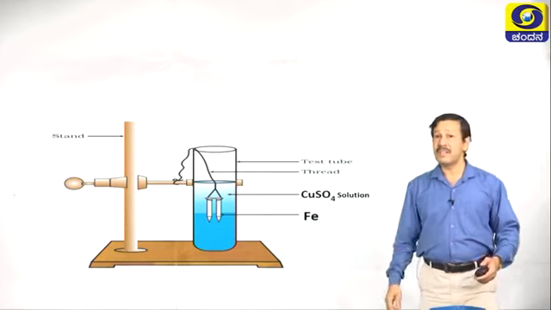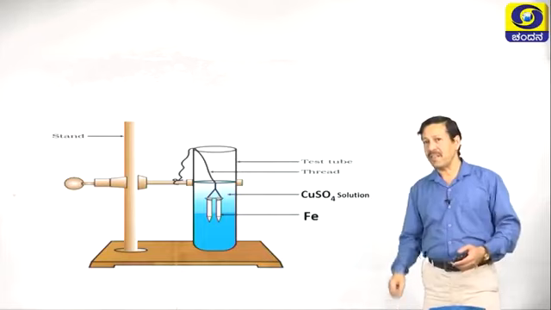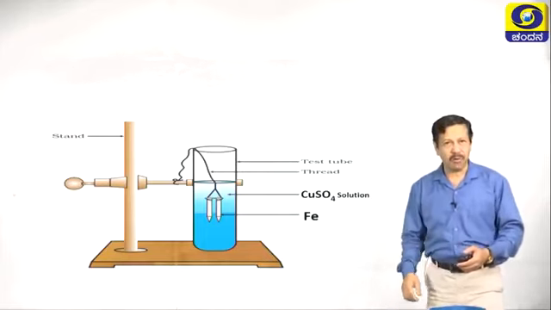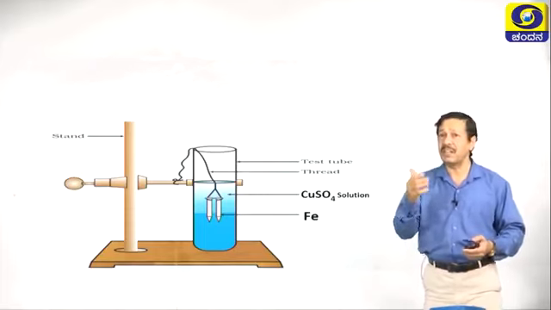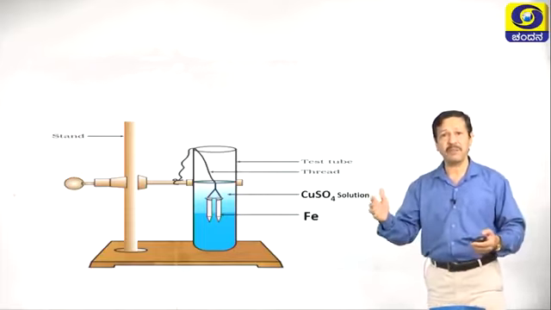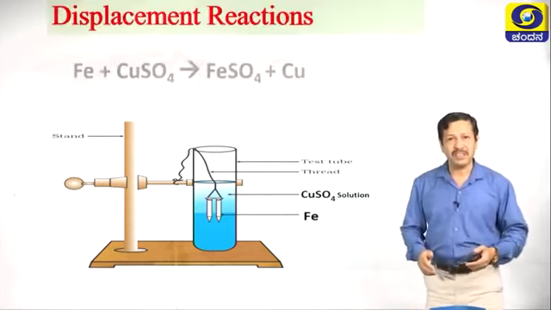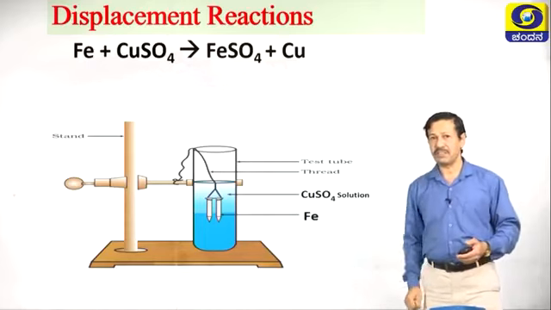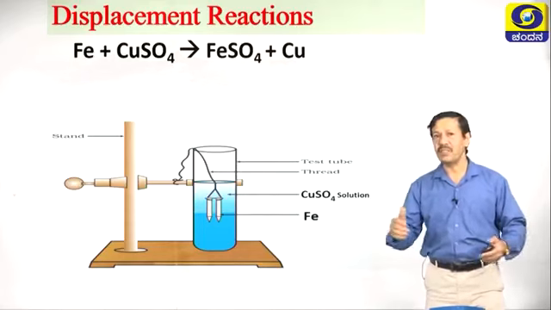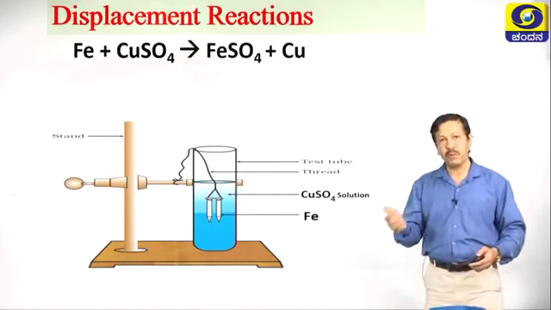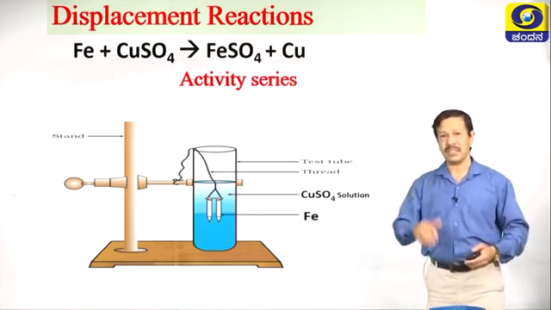Yes, this is a displacement reaction. You are right. When Fe reacts with CuSO4, you are seeing the displacement reaction. Gradually, a color change takes place after half an hour or so. Let us represent the reaction through an equation: Fe plus CuSO4 gives rise to FeSO4 plus Cu. Let us take one more example for this, with the help of the activity series.